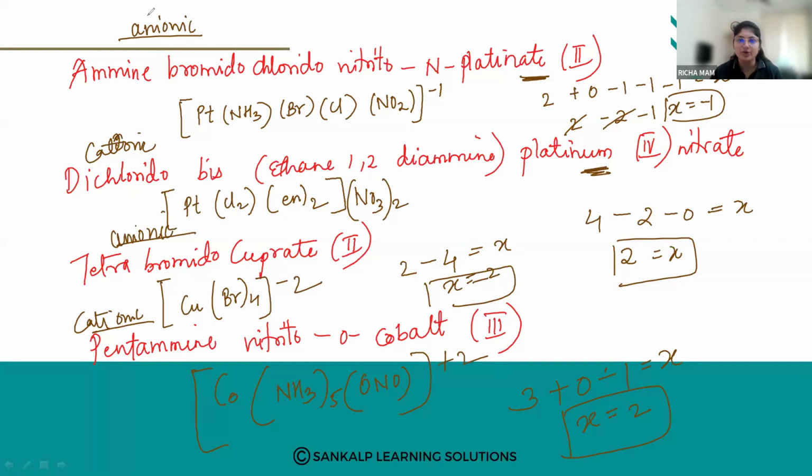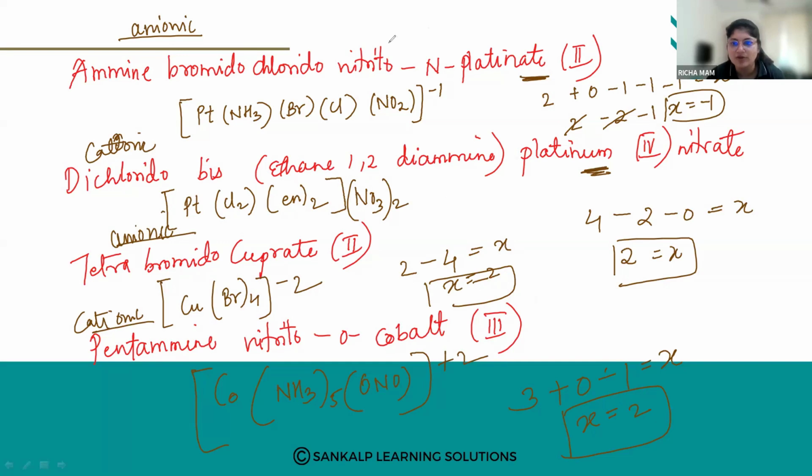So this completes your IUPAC nomenclature. I have tried to solve all the types. We have discussed the rules, then how to write the cationic complex, the anionic complex, when you have both, and also how to write the formulas. If you have them in the form of sentences also, you know how to write the names and how to write the complexes. Is it clear up to here, everybody? Any doubts?